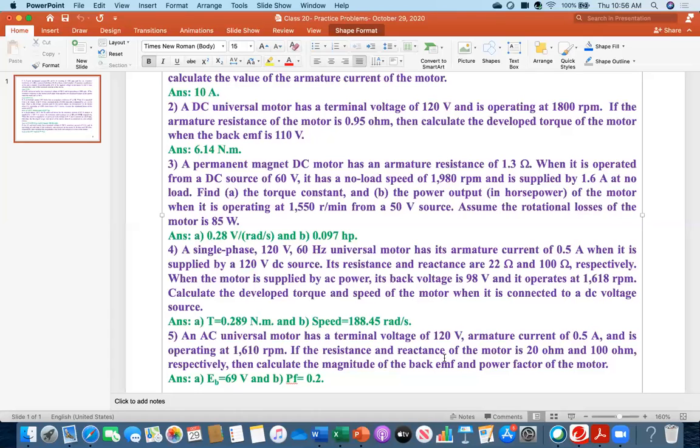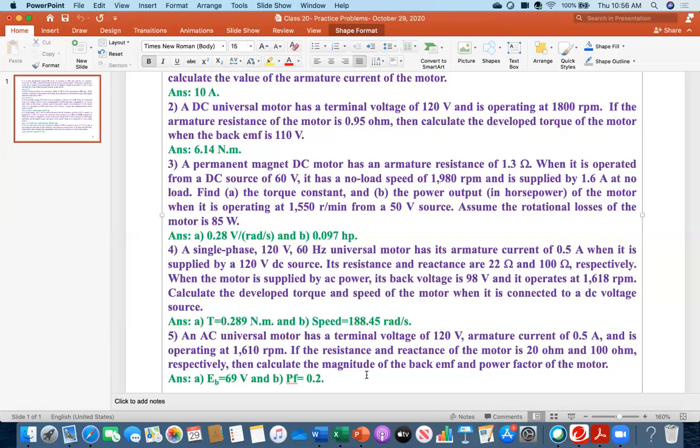Okay. So number 5, you are asked to calculate the magnitude of back voltage. Back voltage is VT minus IA multiplied by RA plus JX, because this is an AC universal motor. So now you have to take into account the reactance as well. Therefore, the impedance is, our resistance value is 20, so 20 plus J100 is your impedance.